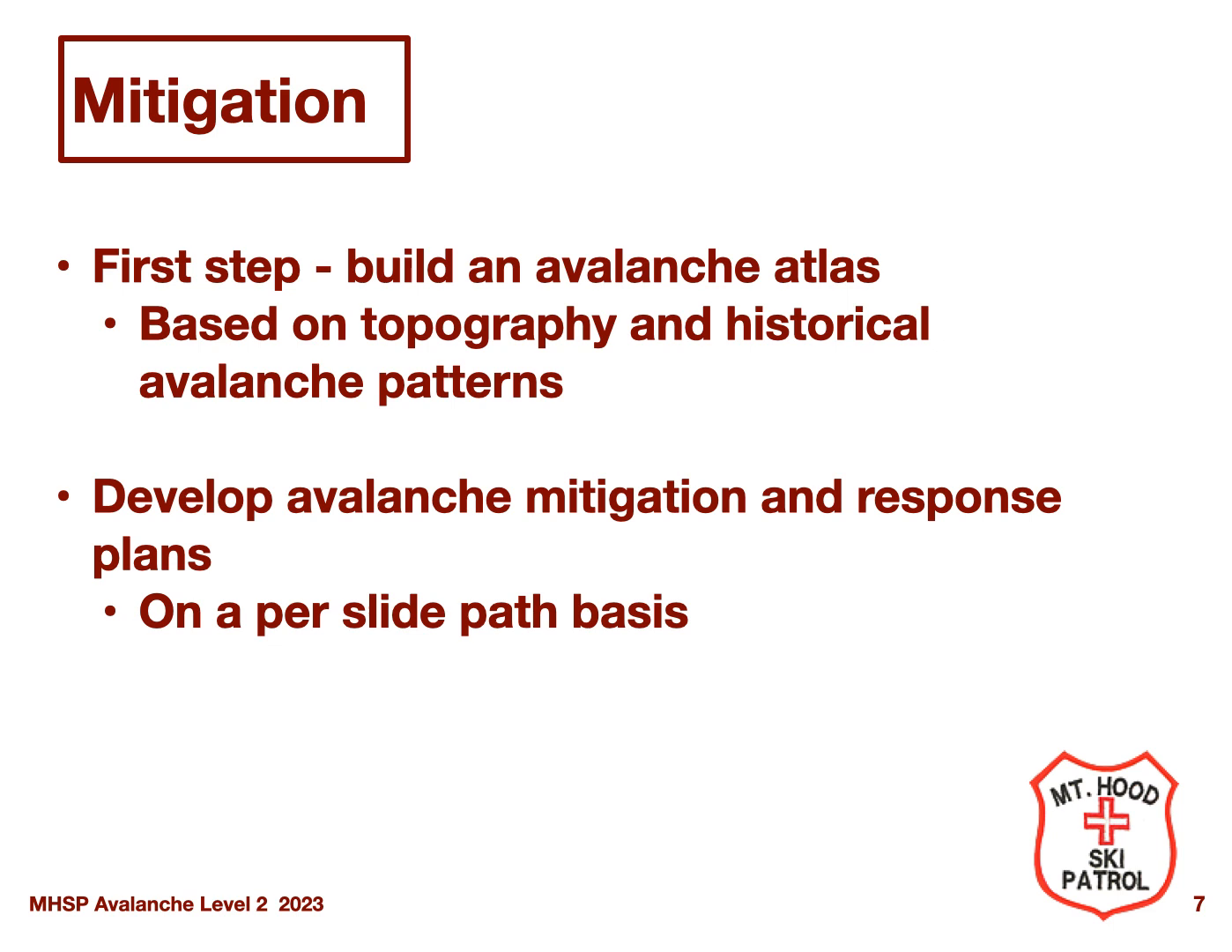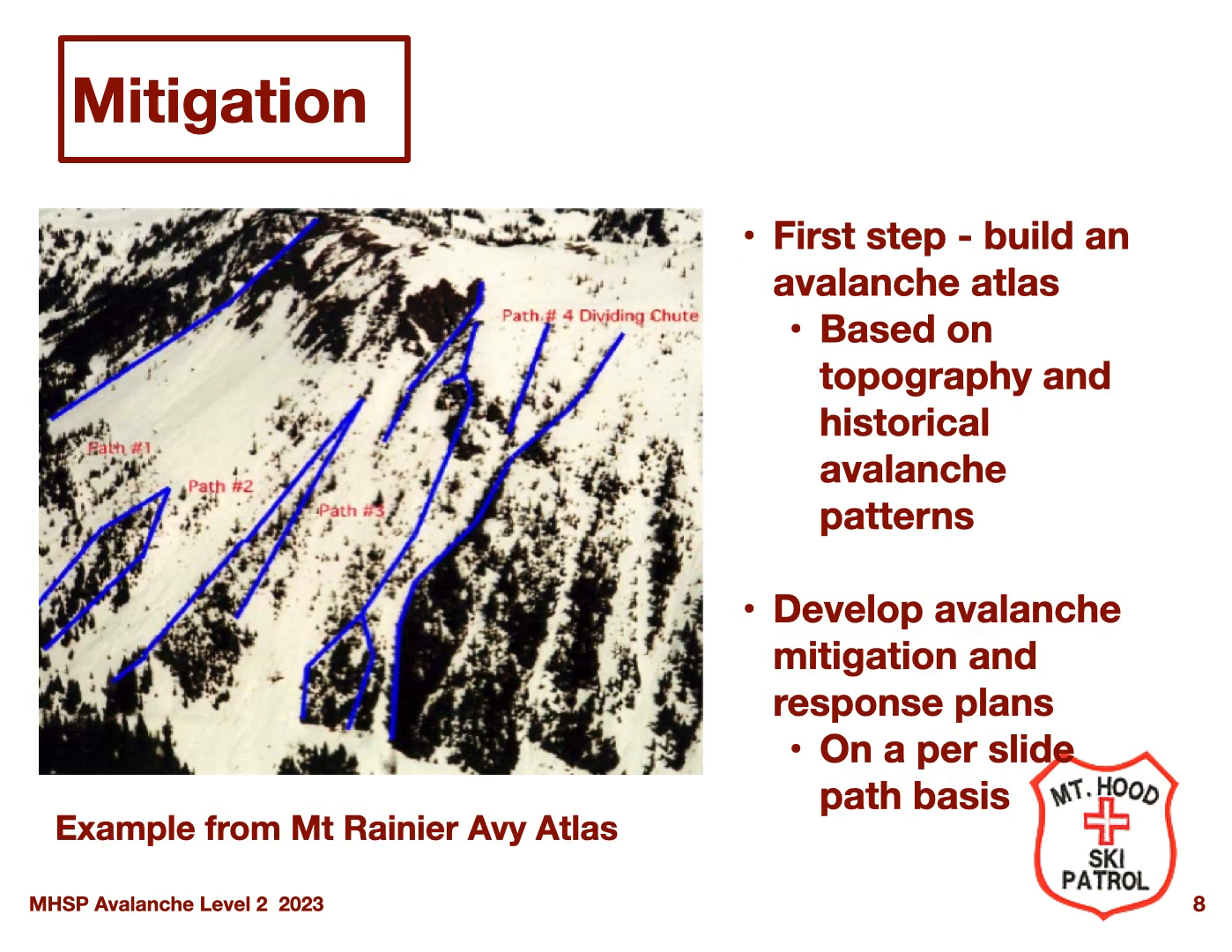Any mitigation plan is based on the collective institutional knowledge of the avalanche team gathered over many years on the terrain of interest. The Avalanche Atlas is the written record of this institutional knowledge. For each identified slide path, there will be a documented mitigation plan and documented response plan.